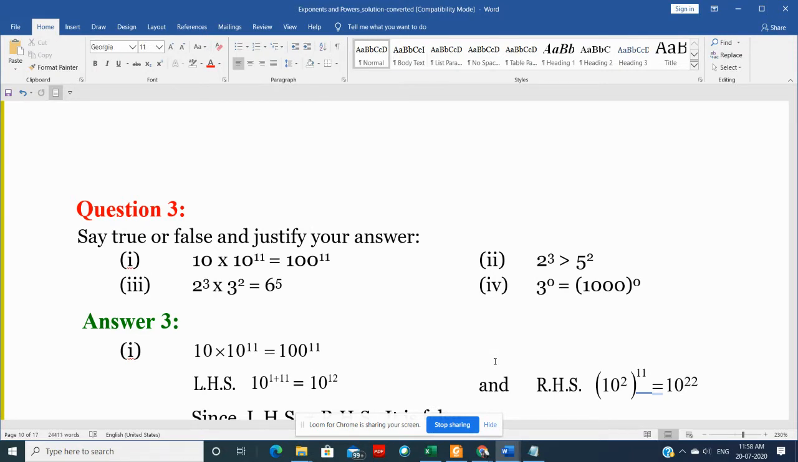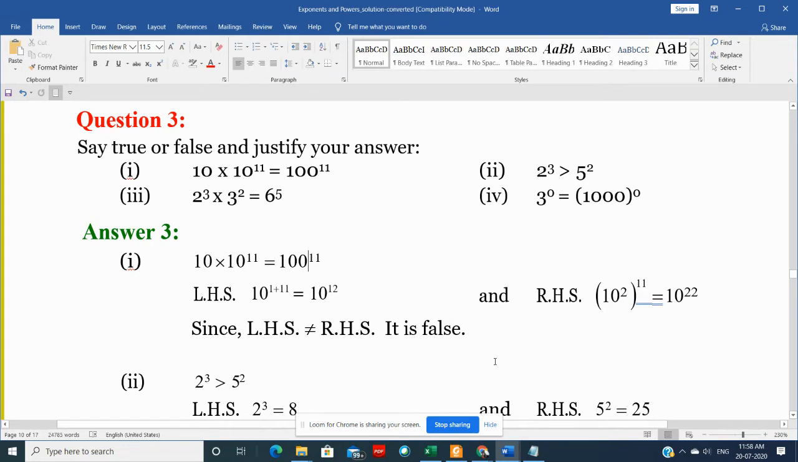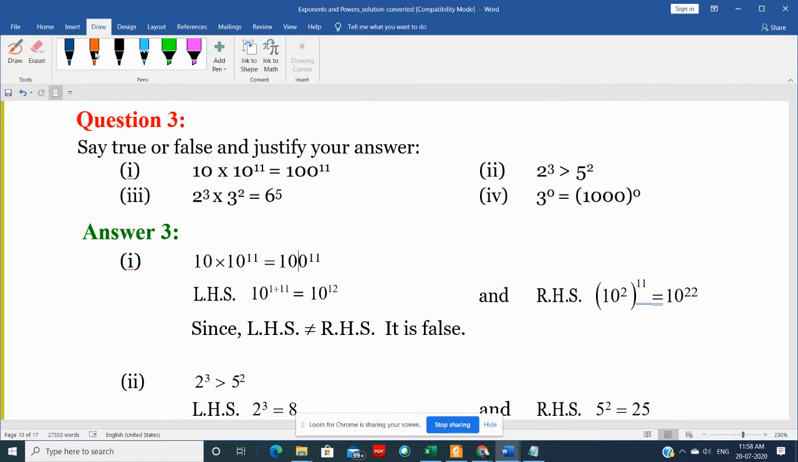Now, the first question here is 10 into 10 raised to 11 equal to 100 raised to 11. Now, you can see here that there are two sides. One is LHS and the other one is RHS. So let me first mark it for you. Alright. So, this one becomes your LHS and this one becomes your RHS. Alright. So we'll solve each side and then we'll see whether they are equal or not.